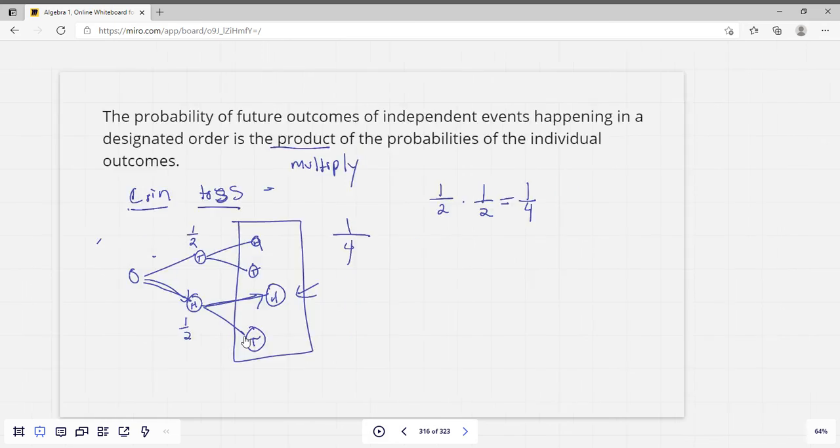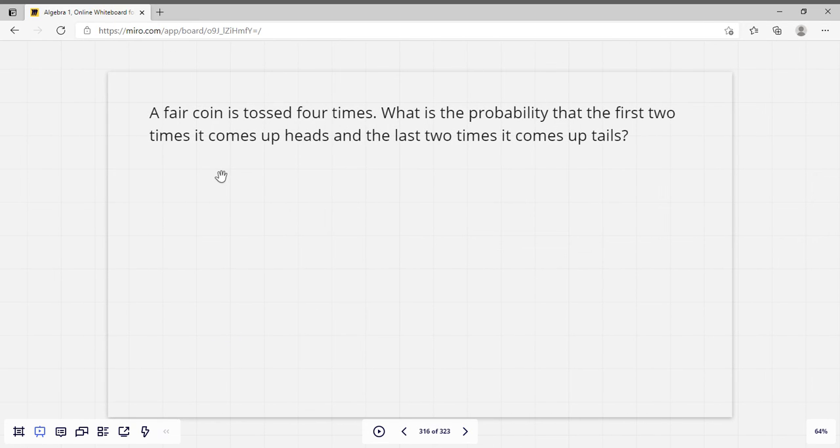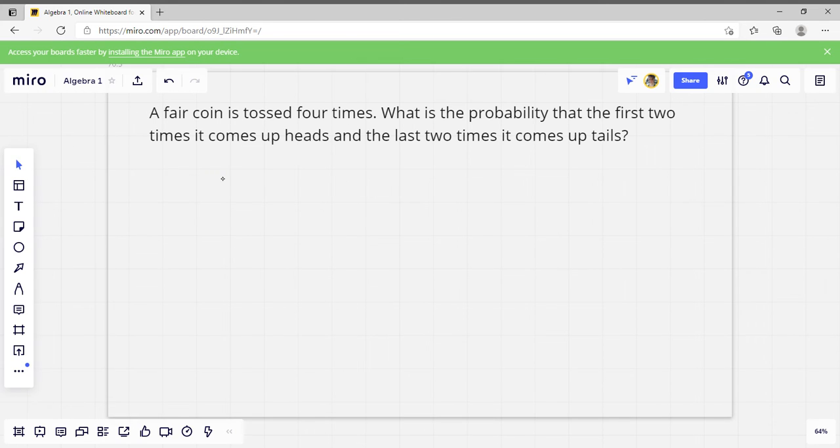All right, let's look at a problem. A fair coin is tossed 4 times. What is the probability that the first 2 times will be heads and the last 2 times will be tails? Okay, so we've got 1, first, second, third, and our 4th.